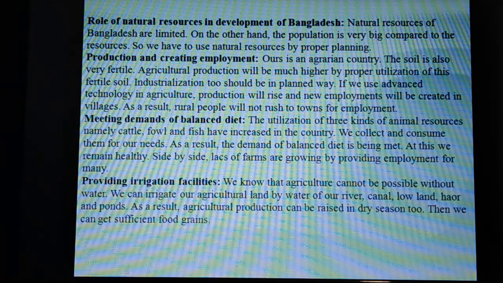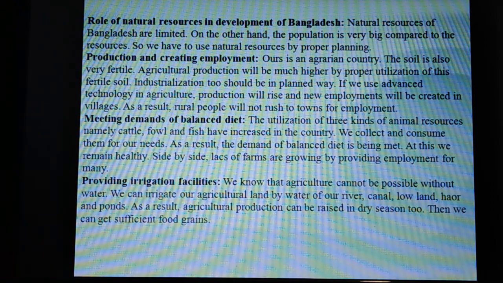There are some uses of natural resources. They are given below. Point 1, production and creating employment. Ours is an agrarian country. The soil is also very fertile in Bangladesh. Agricultural production will be much higher by proper utilization of fertile soil.